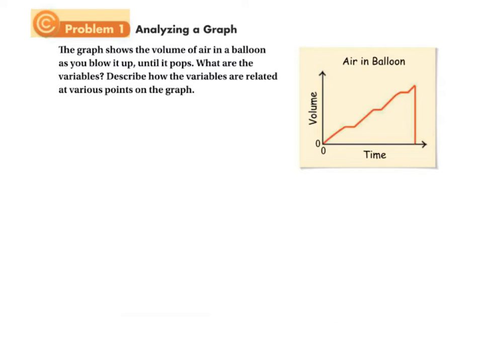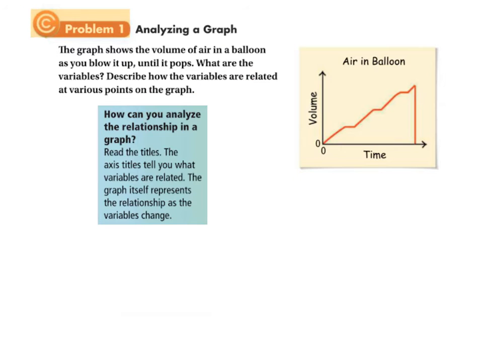So starting out here, this is a graph that shows air being put into a balloon, and the volume, the total amount of air in the balloon, versus the time that goes by as this air is being added to the balloon. So the graph shows the volume of air in a balloon as you blow it up until it pops. What are the variables? Describe how the variables are related at various points of the graph. Well, how can you analyze the relationship?